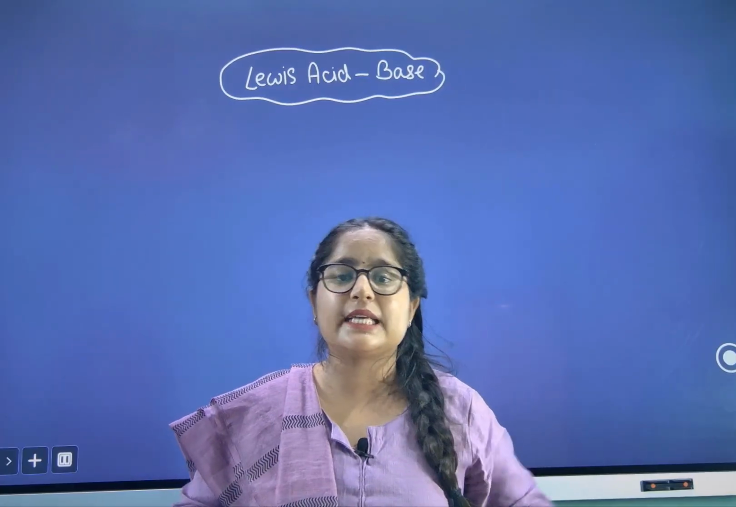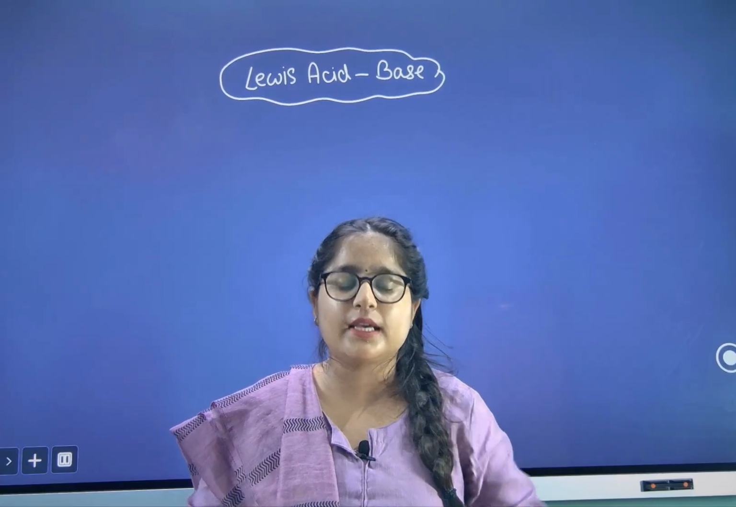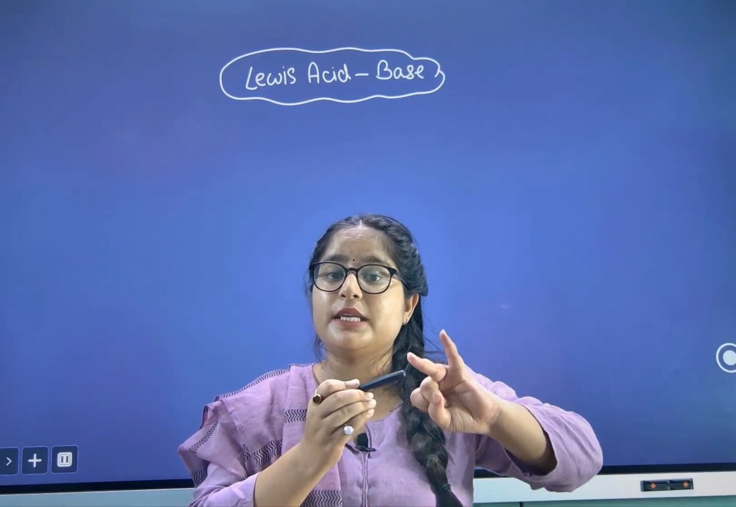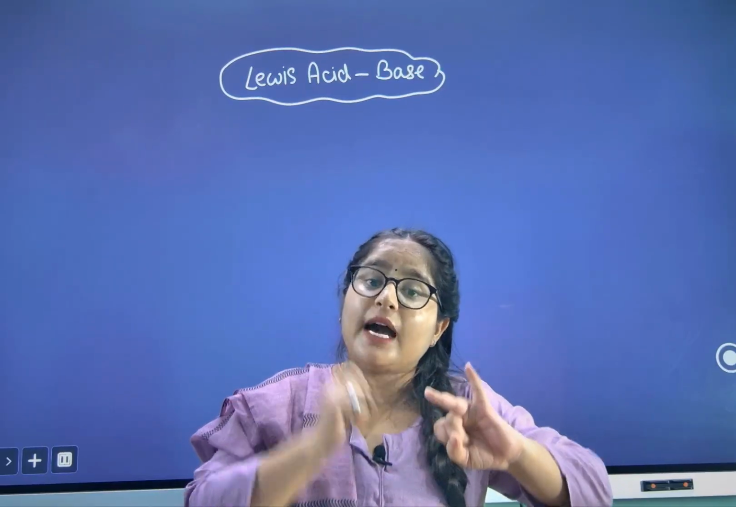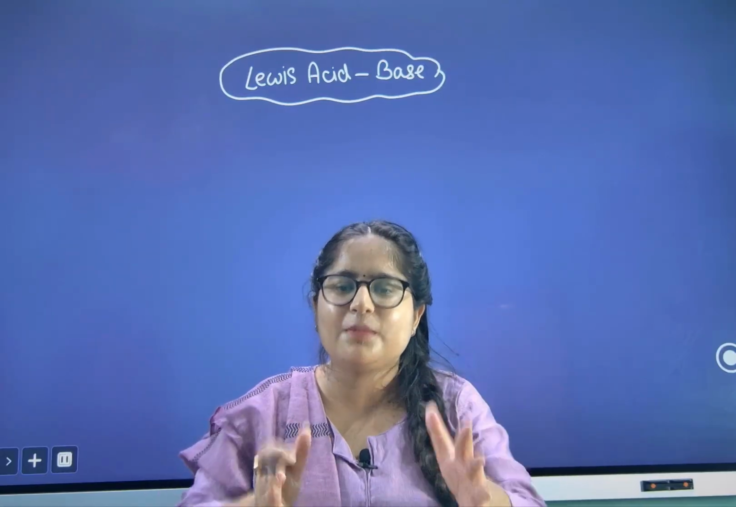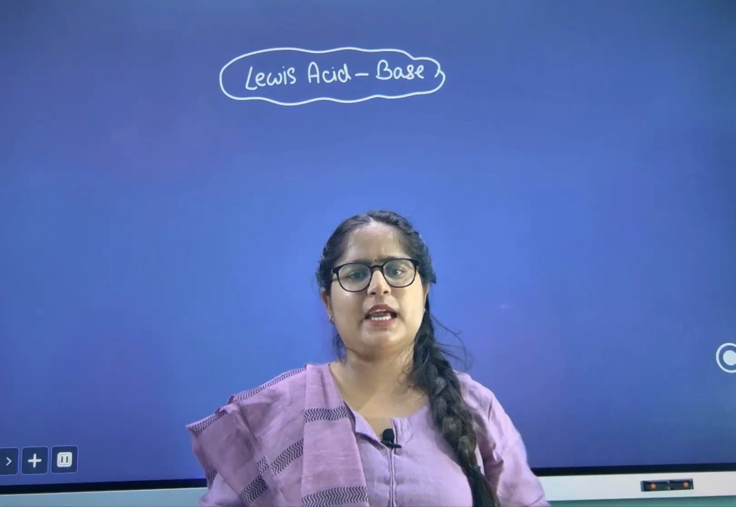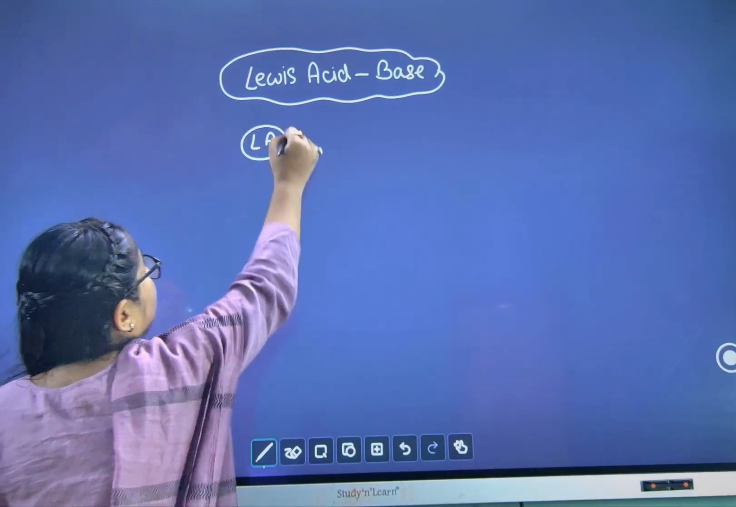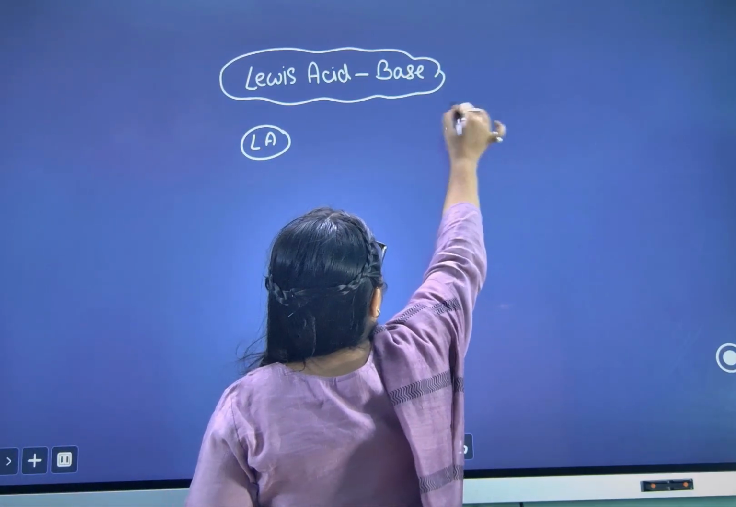So, Lewis acid, three keywords. What are the three keywords? Electron deficient. And as it is electron deficient, it means they are electron acceptors. And if they are electron acceptors, surely they should have a vacant stomach, that is, a vacant orbital, right? The opposite of this we will call Lewis base. Let us see here: Lewis acid, and here you write down Lewis base.